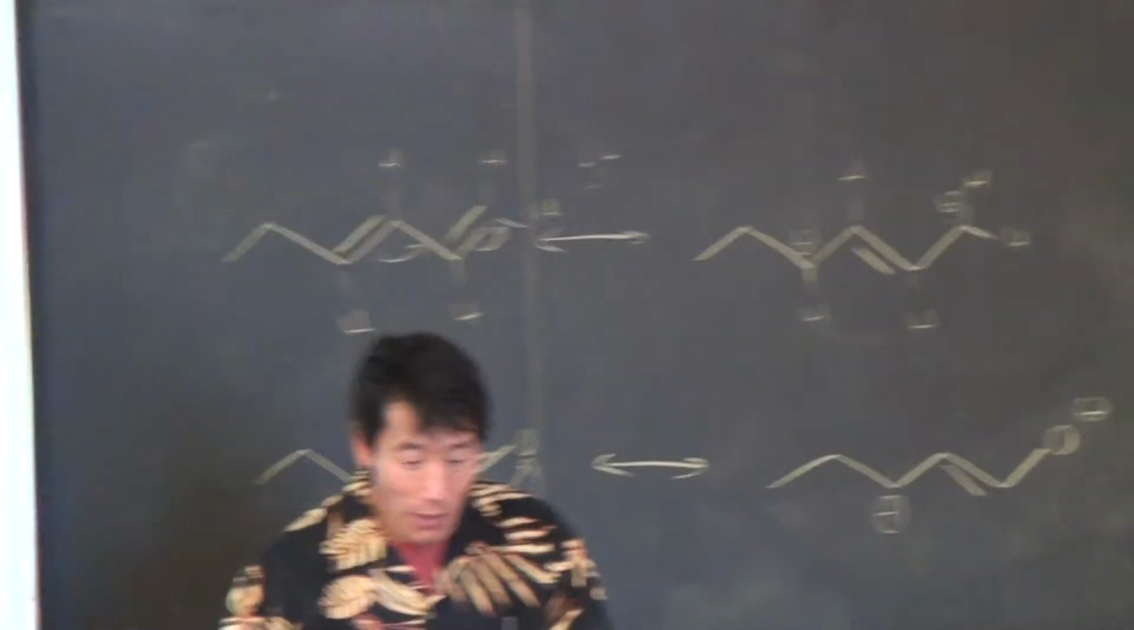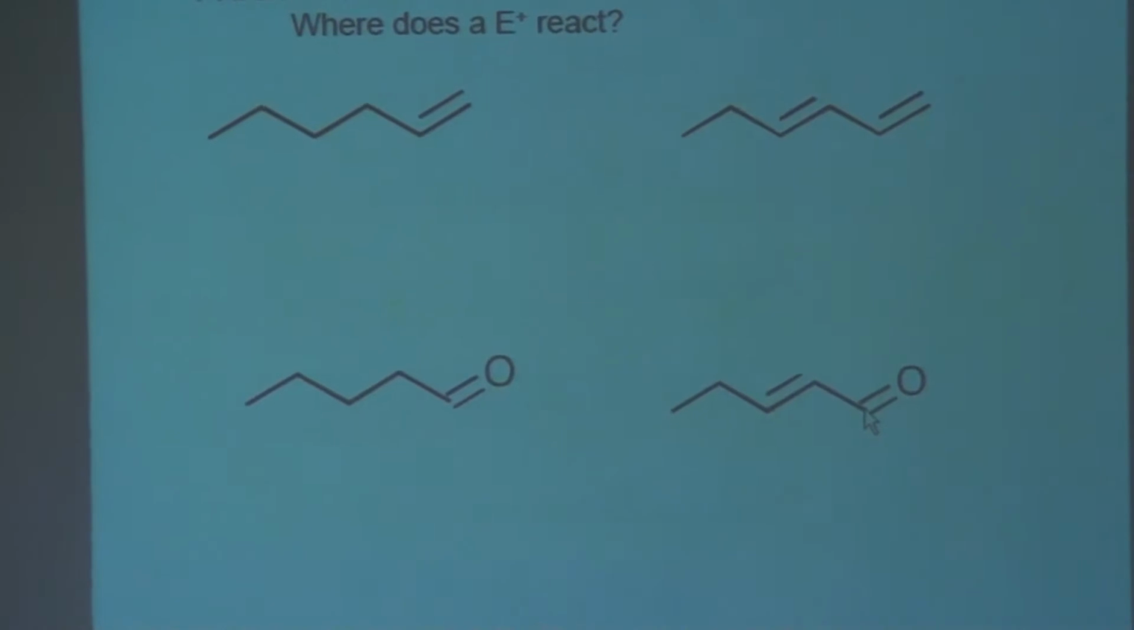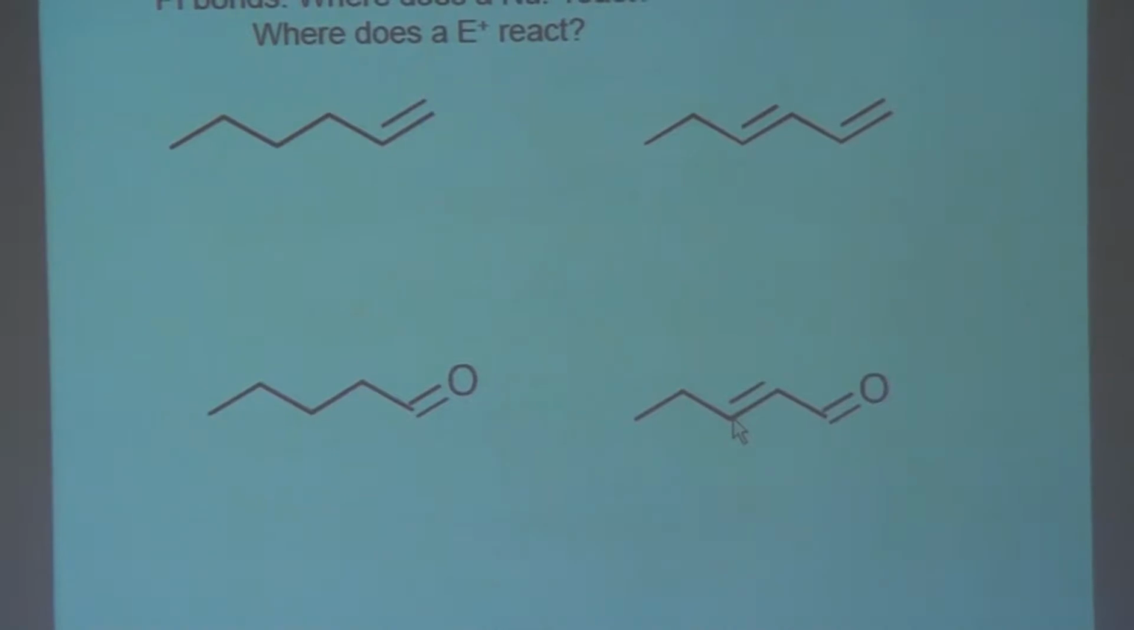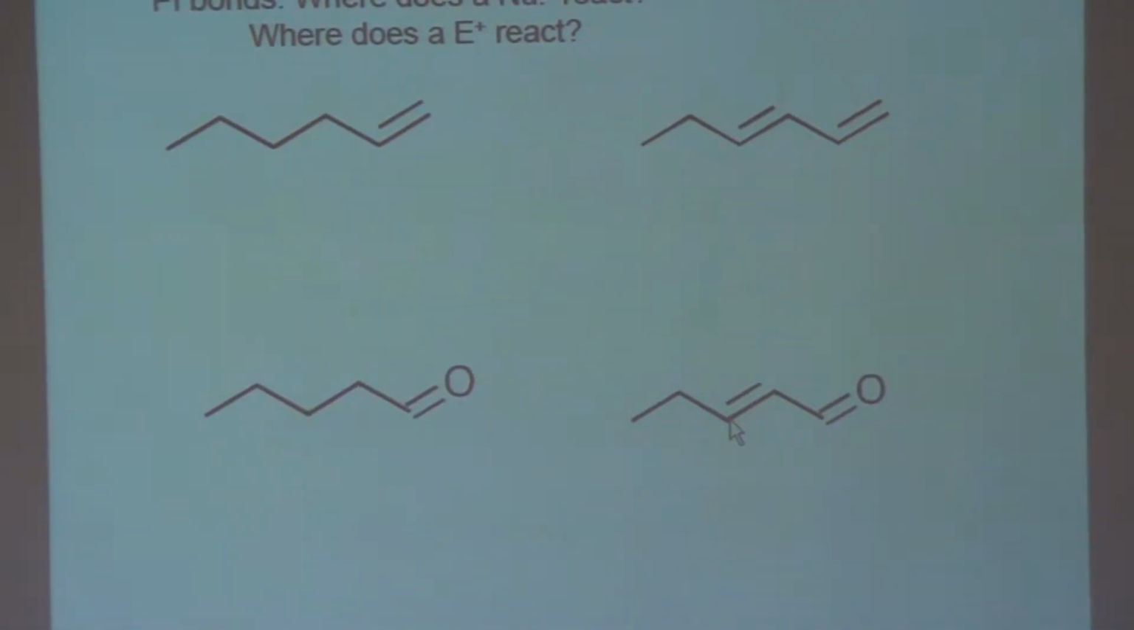So if you have a strong nucleophile, will it react at the carbonyl carbon or at that beta carbon? Yeah, so a strong nucleophile reacts at the carbonyl carbon. A weak one will react at the beta carbon. So it sort of depends on what you want to make. Okay, so that was called the Michael reaction. There's a Michael donor and an acceptor.